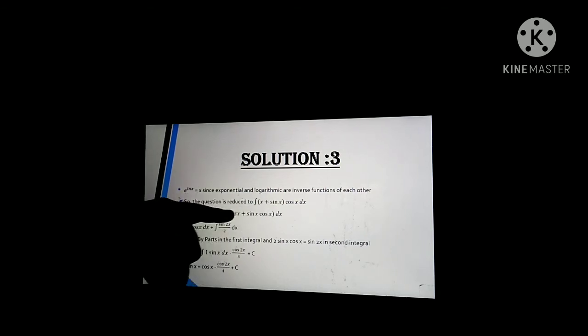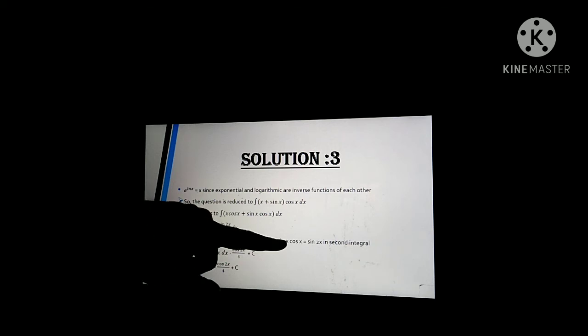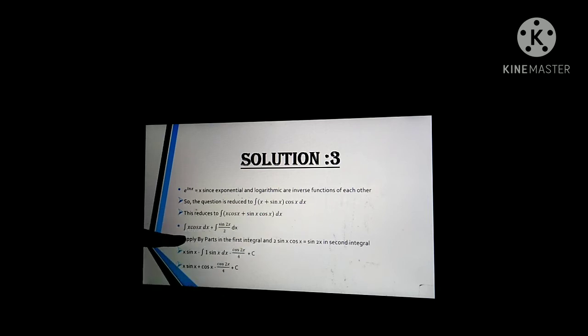So now we can split the integral into two parts. For the first integral we have x cos x dx. For the second integral we have sin x cos x. Right. Now sin x cos x can be written as sin 2x by 2 because we know from trigonometry that sin 2x is equal to 2 sin x cos x. Right. So sin x cos x can be written as sin 2x upon 2.